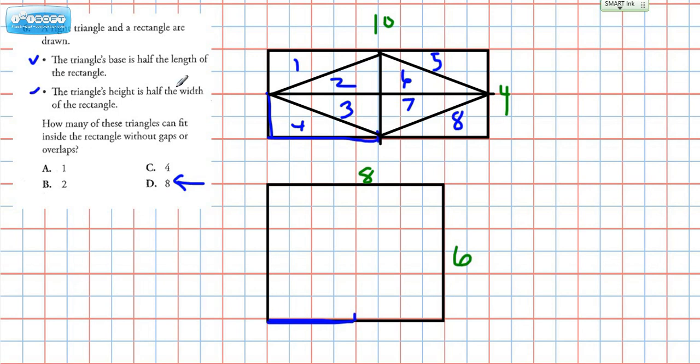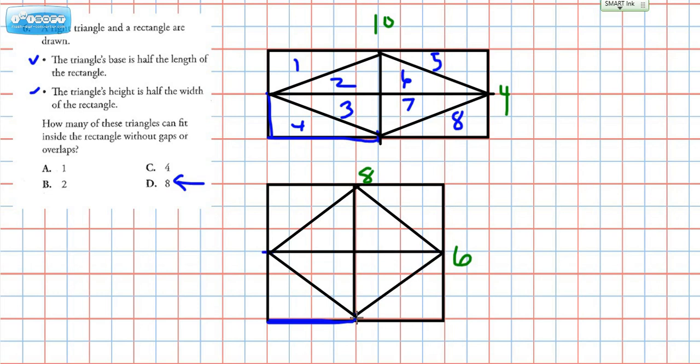The triangle's height is half the width. So if the width is 6, that means we have to go to 3. See, 1, 2, 3. And then we'll connect using our fancy tool. Okay, so there's one triangle there. And then we would do the same thing over here, and then we would connect this to over here. Okay, like so. And then same thing where we go across and then go down.